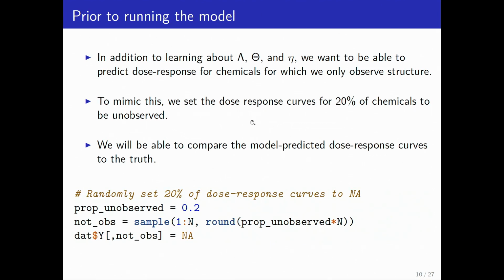So finally, we've talked a lot about prediction today, and our hope is that in addition to learning about lambda, theta, and eta, we also want to be able to predict dose-response curves for new chemicals. And so to mimic this, all I'm doing here in the code is pretending that for 20% of chemicals, we don't see any dose-response information. So I'm just creating myself a test set.